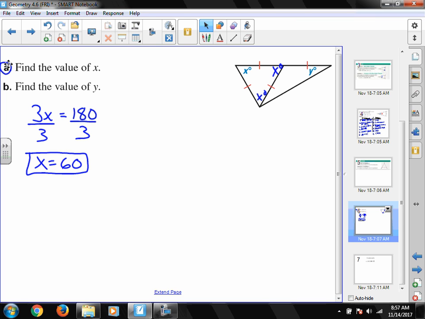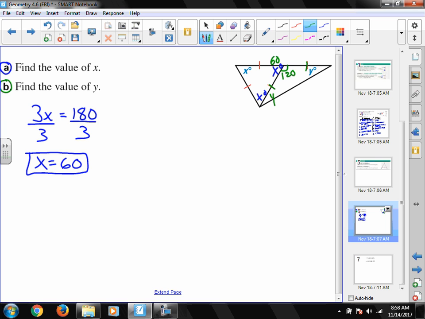Now, that's a nice little easy one for us. B is going to take a little bit more work. So if I know that this angle here is 60, then this angle here has to be 120 because it's on a straight line that measures to 180. Also, I have this side is congruent to this side. So I have an isosceles triangle, meaning that my base angles are the same. Since one is y degrees, the other one must be y.